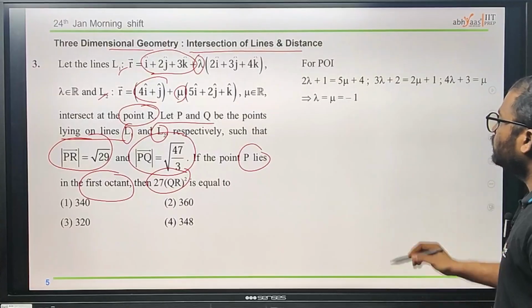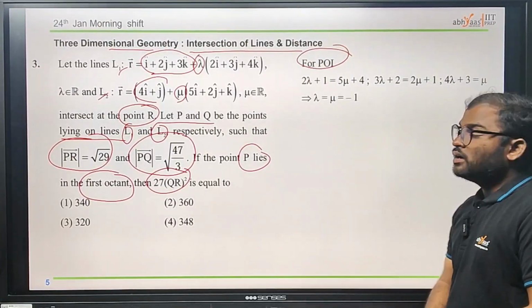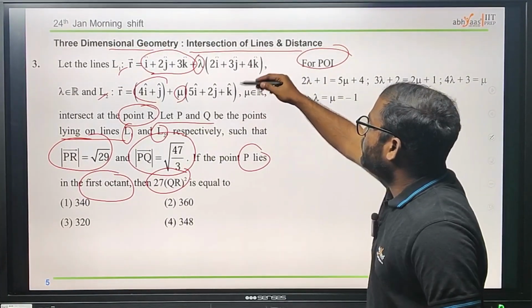Now by using the point of intersection, we can solve this by finding the point in between these two lines.